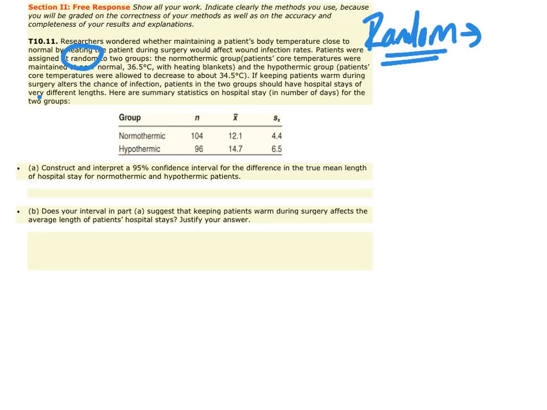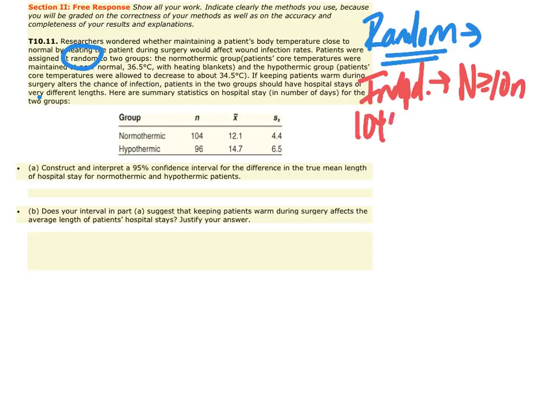Independence. For independence again, here we are checking for both samples that the population they chose from was at least 10 times the sample size. So show or state that there's at least 1,040 normothermic patients to choose from, and then there's at least 960 of the hypothermic patients to choose from. Independence would have been met.